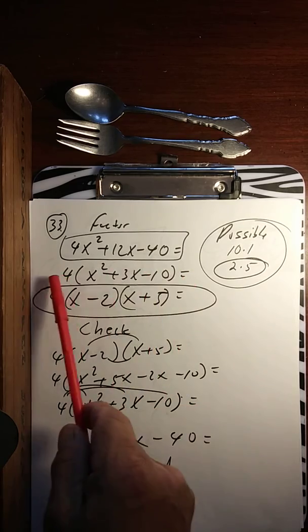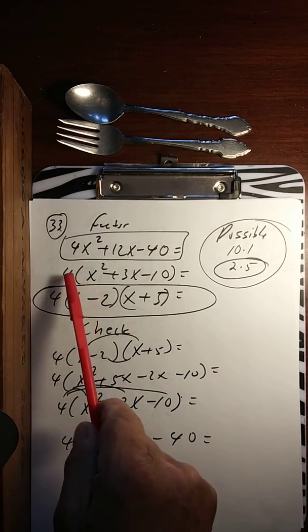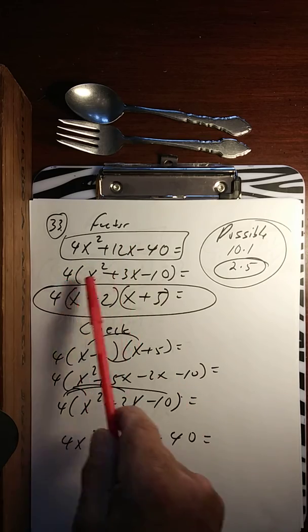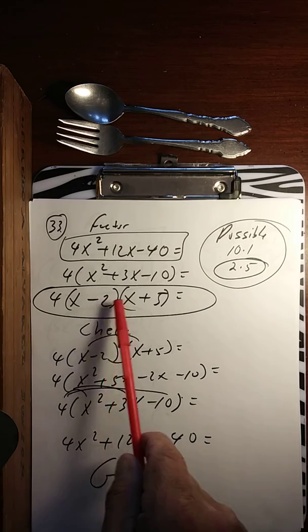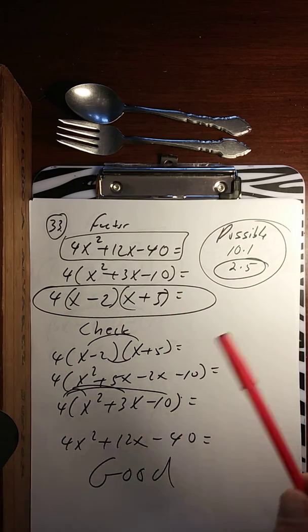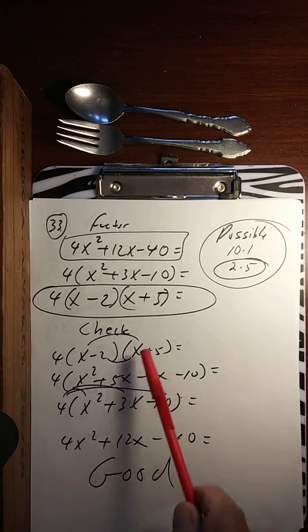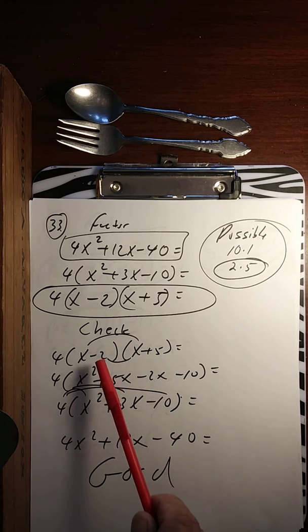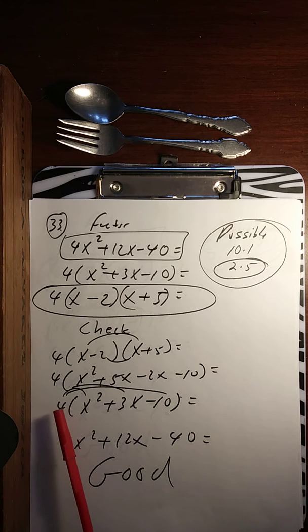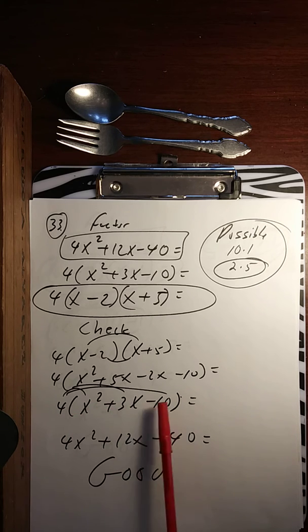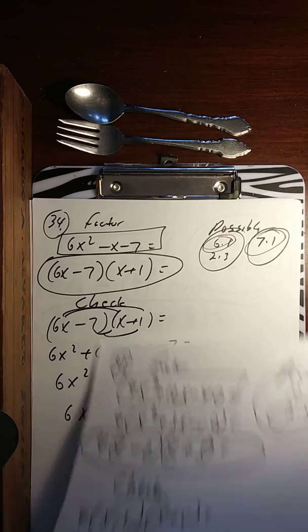Factor this. Take the GCF first. 4 out. So we have 4 times that is this. 4 times 3 is 12. 4 times that is 40. And then this right here is going to be 2 and 5. X minus 2, x plus 5. Now, is this right? Let's check it. X times x squared. X times that is 5x. That times that is minus 2x. That times that is minus 10. So we have x squared plus 3x minus 10. 4 times that, 4x squared. 4 times 3, 12x. And 4 times negative 10, negative 40.